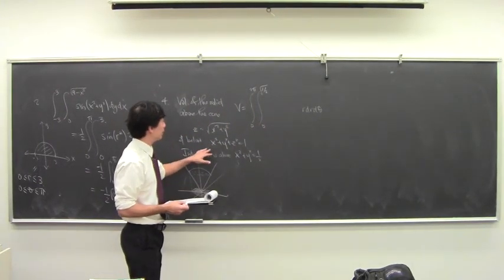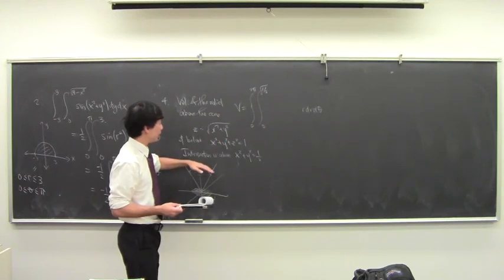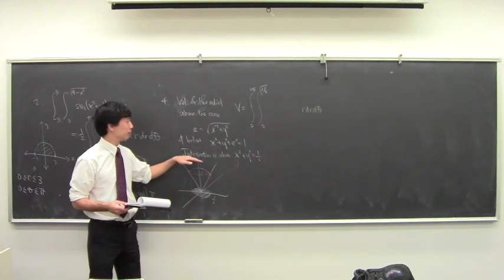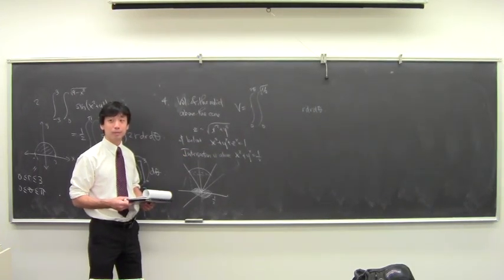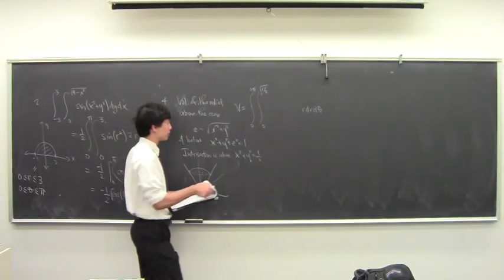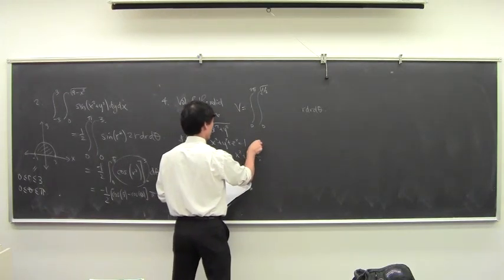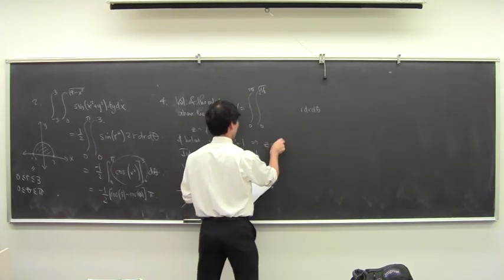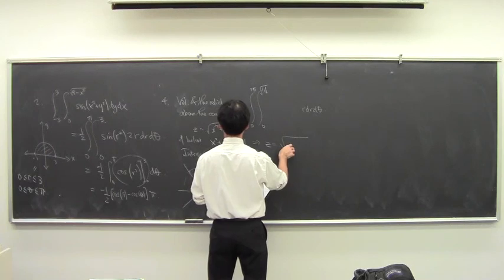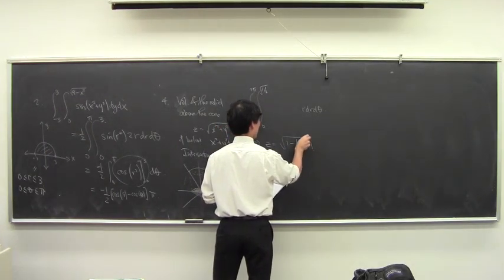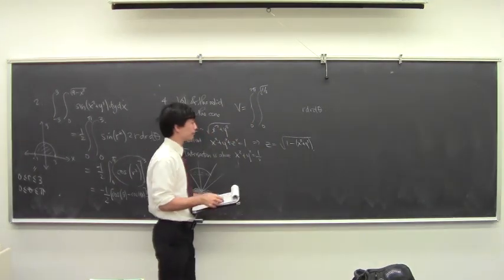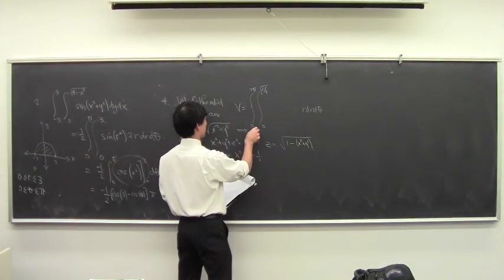Okay, so then you get the top guy minus the bottom guy. So what's the equation for the top guy? z equals the square root of 1 minus x squared minus y squared. The other one is just z equals the square root of x squared plus y squared.